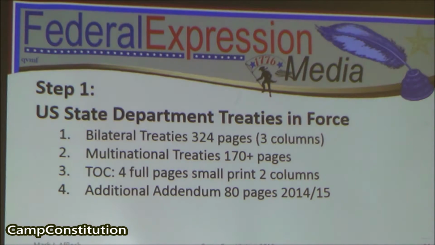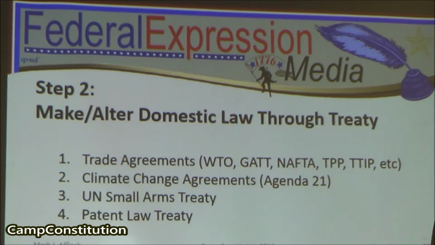It's got an additional addendum that was created in 2014-15. The federal government's calendar starts in September, so it's September 2014 through August of 2015. They issued 80 pages of addendum. My point is we're tying ourselves into all these international agreements through treaties.